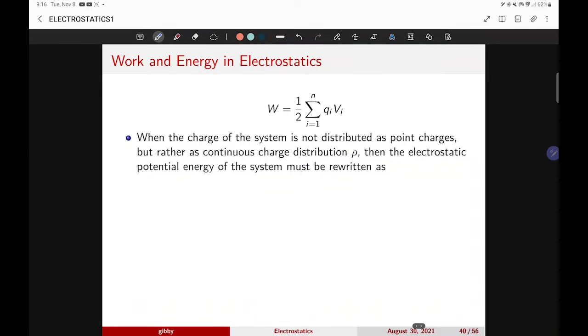So when the charge of the system is not distributed as point charges, okay, kani siya for discrete man siya. For discrete system, meaning charge is distributed as point charges.